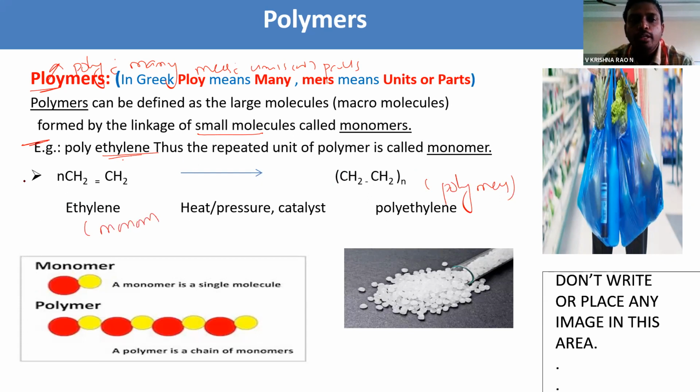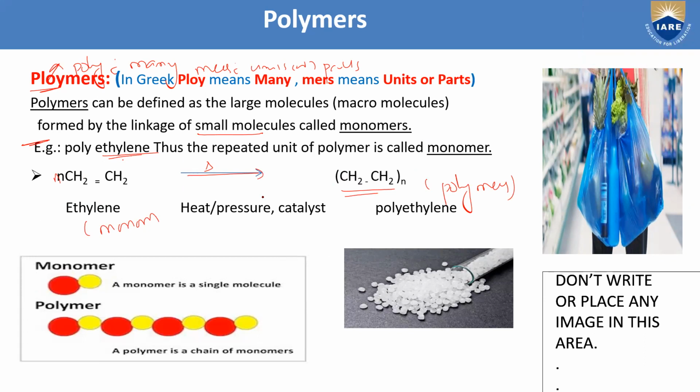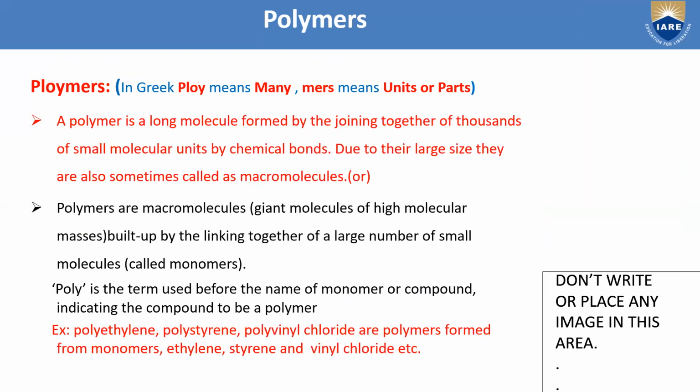The monomer is CH2=CH2, ethylene, which in the presence of heat, pressure and a catalyst gives polyethylene. Monomer is a single molecule. The polymer is the chain of monomers, a chain of monomers combined together to form the polymer. We'll discuss this in the next class.